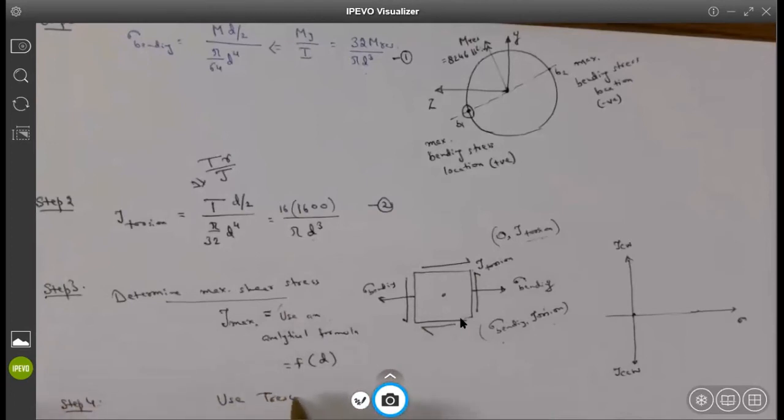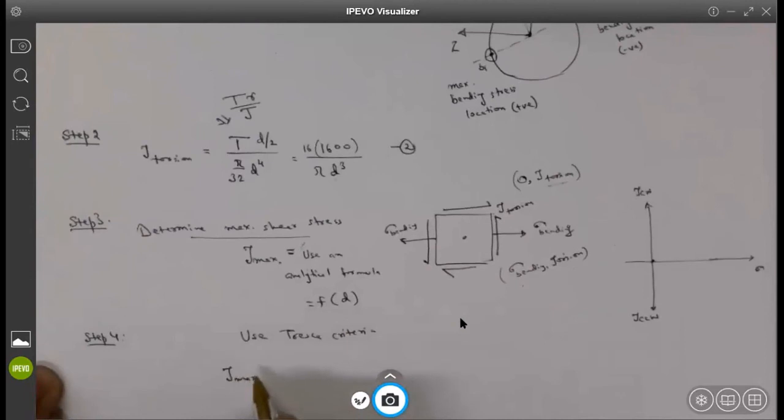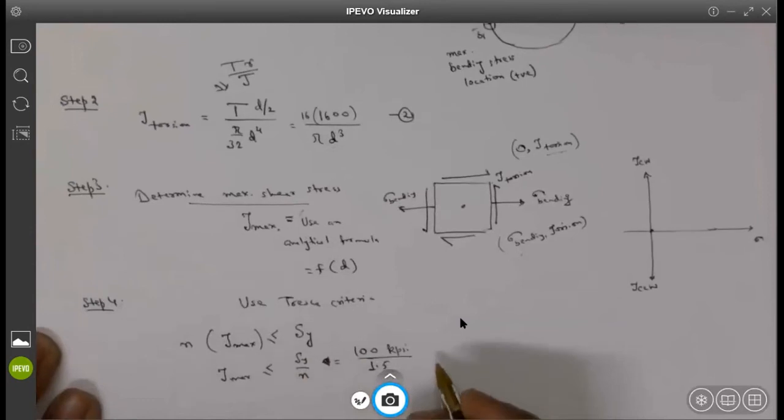Use Tresca criteria, which says that n times tau max has to be less than or equal to yield strength, or tau max is less than or equal to yield strength divided by factor of safety. I know the yield strength is 100 kilopounds per square inch, and the factor of safety I gave you is 1.5. So tau max has to be less than 100 divided by 1.5.